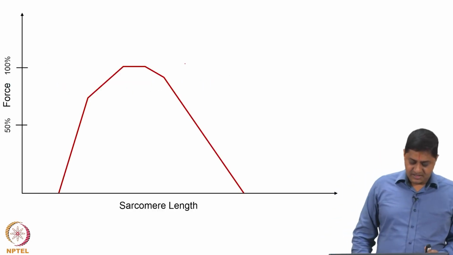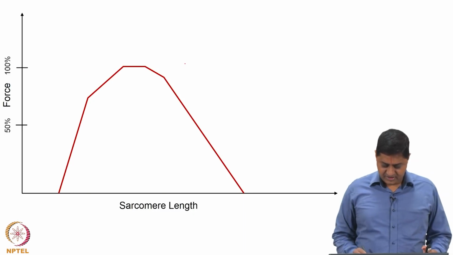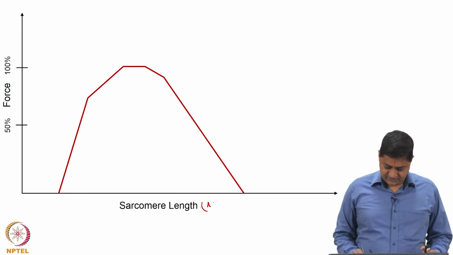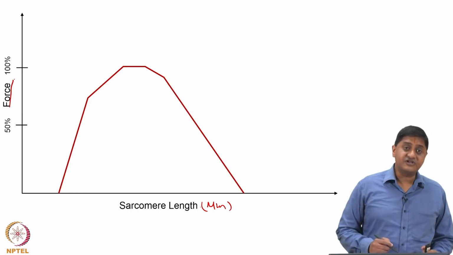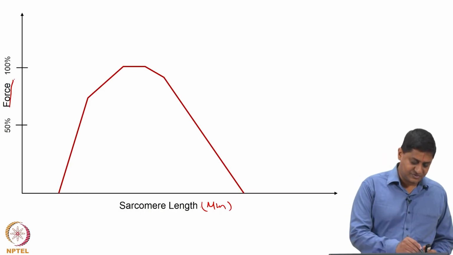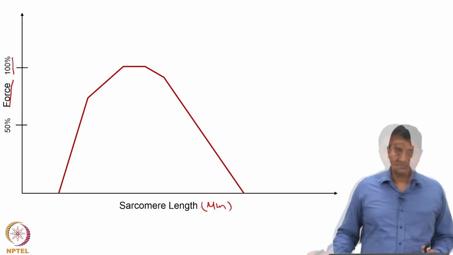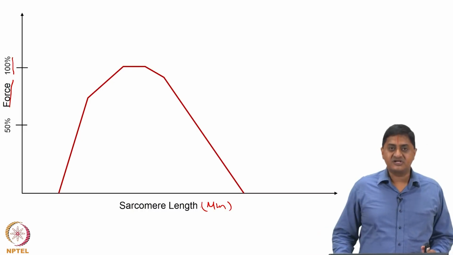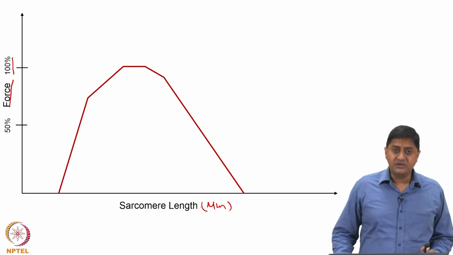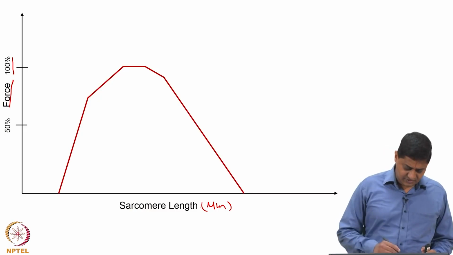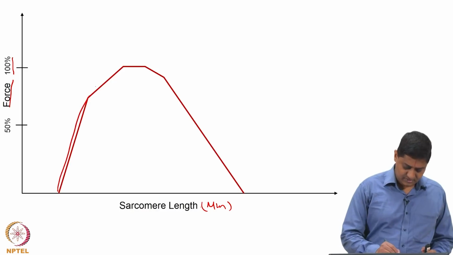Essentially, this is the curve of length. So, say this is in microns, and this is force as a function of the maximum force that can be produced, which is why it is a percentage. So, there is no unit. This is force as a function of the maximum force that can be produced. How are the two related? This is how they seem to be related, like that, right.